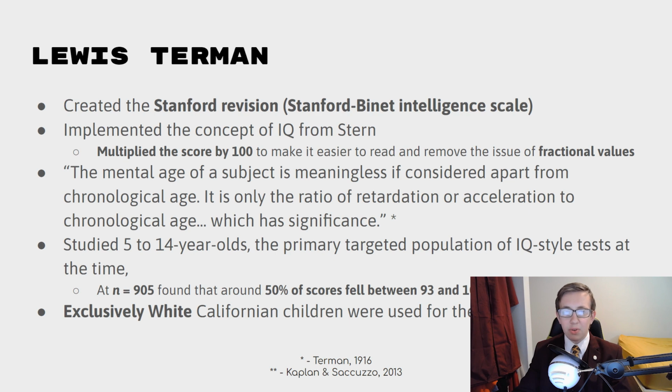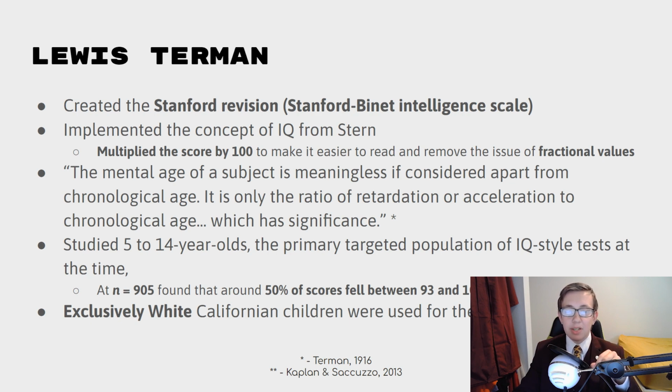So to evaluate his scale's effectiveness, he took 5 to 14-year-olds, which is important to note, because whenever IQ tests were first being created, they were targeted at these younger children. They had not been standardized to adults yet, and that was an issue that researchers were going to continue having for quite a while, to be honest. But he took 905 participants for the chart I'm about to show, and was able to show that 50% of the scores fell between 93 and 108. So there's some level of standardization occurring.